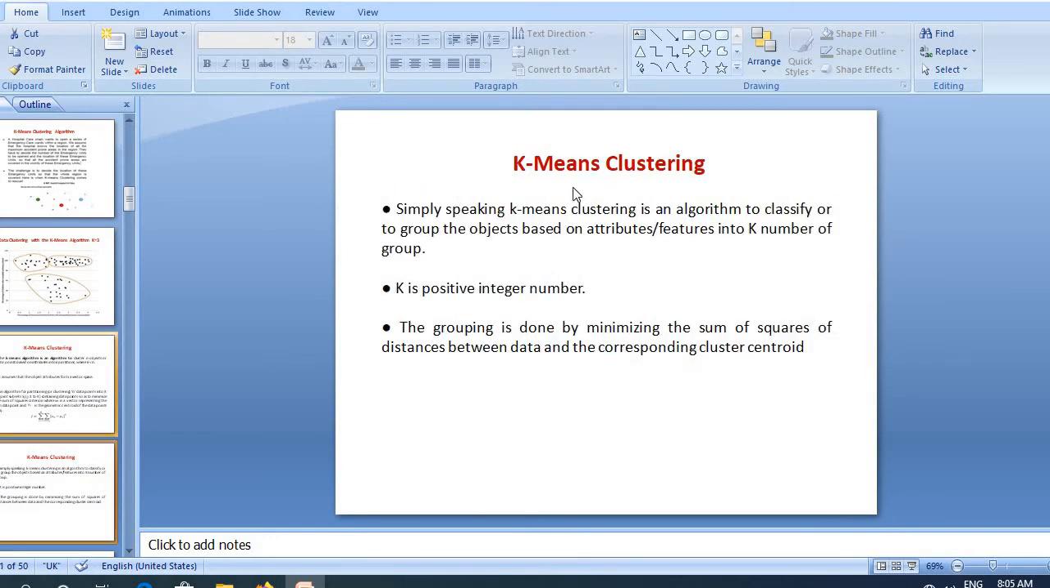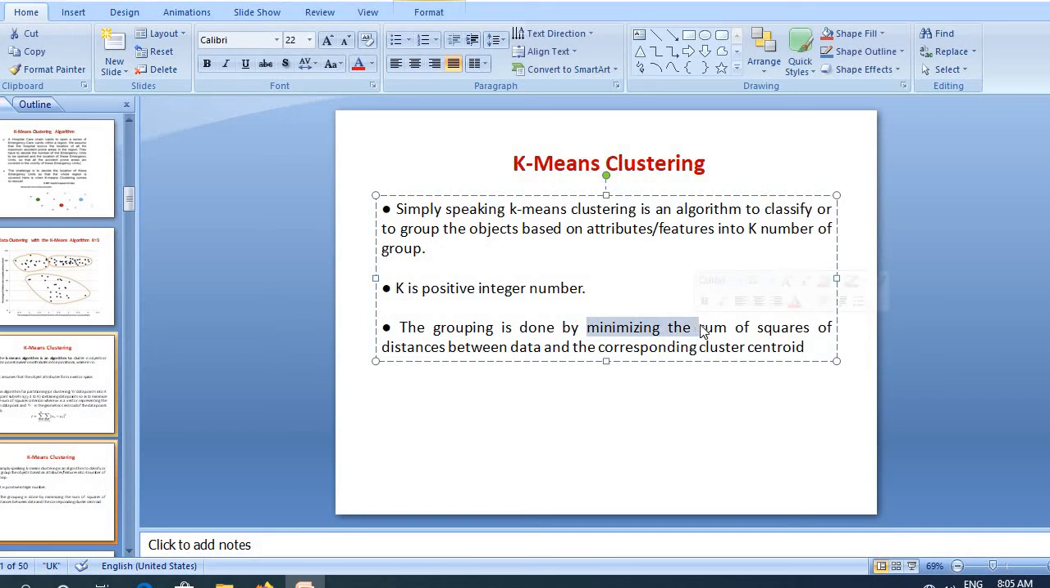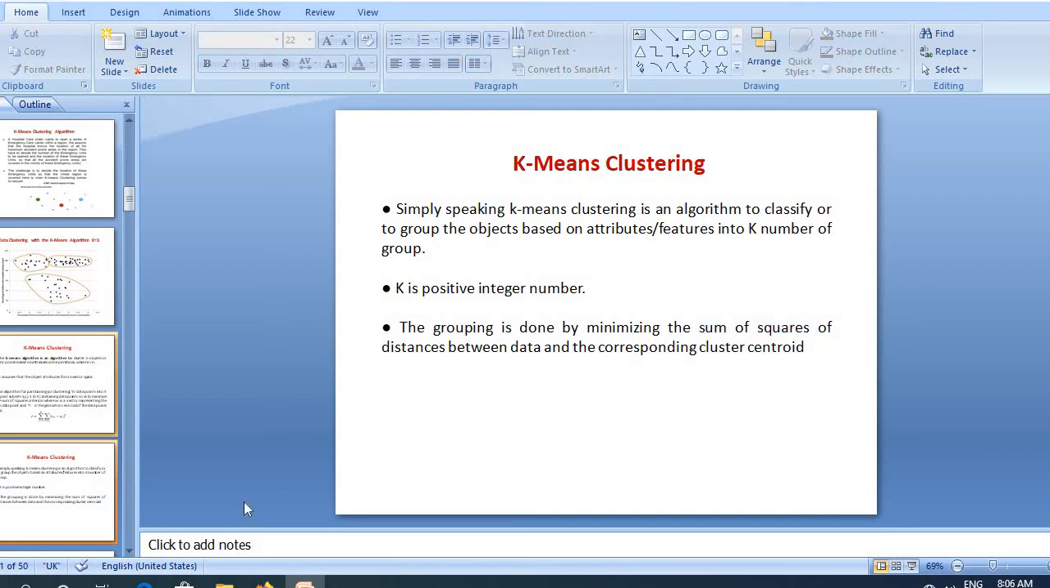So, K-means clustering is an algorithm to classify or group the data based on some features into K clusters or groups. K is usually a positive integer number. What the grouping does is minimize the sum of squares of the distances between the data and the clustering centroid. That is the meaning of that equation.